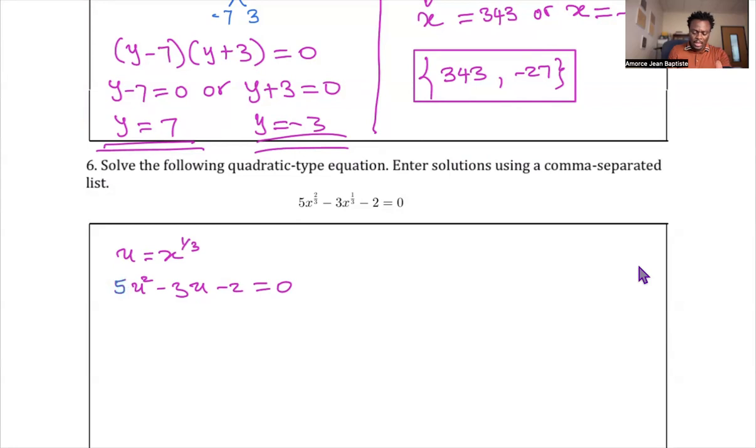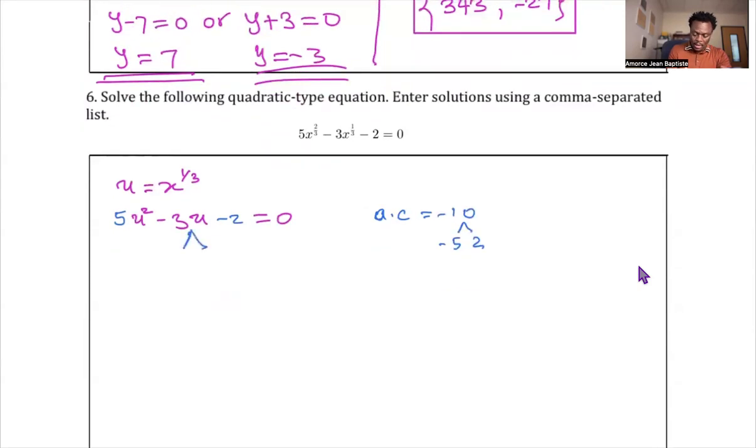So for this equation, a is not 1, a is 5. We would multiply a and c to get -10. A times c is -10. Two factors of -10 that the sum is negative 3 would be negative 5 times 2. And then bring it here as negative 5u plus 2u. And then that is 5u squared minus 5u plus 2u minus 2 equals 0.